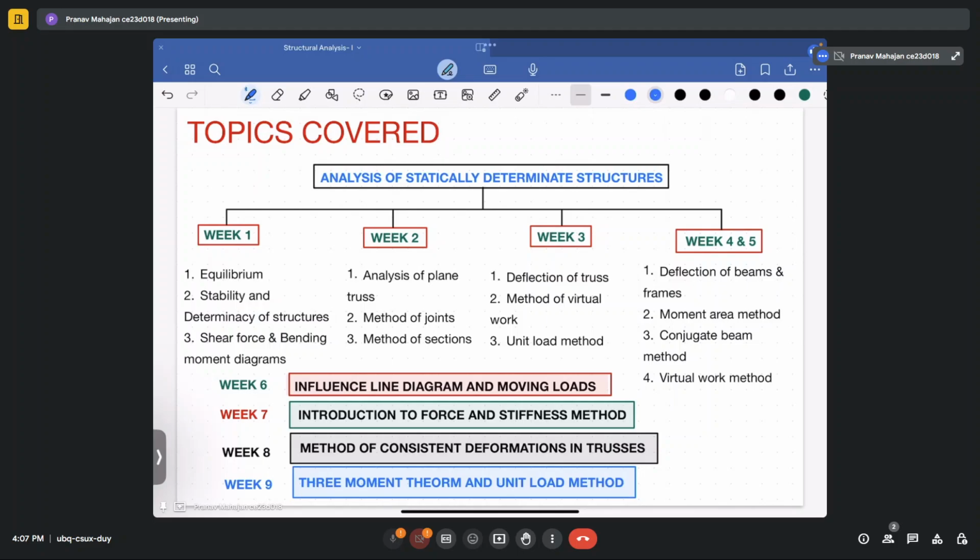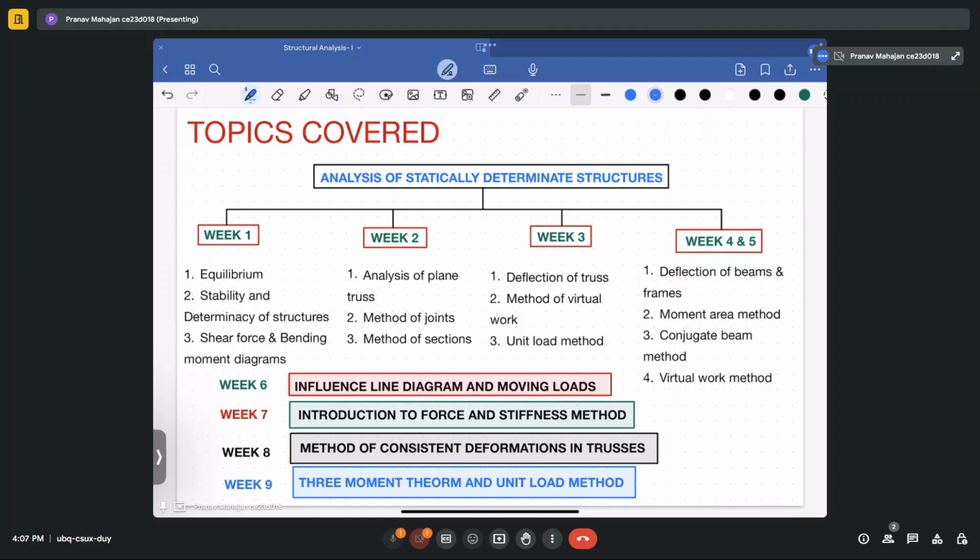Then in the last week, we have seen the utilization of the three moment theorem in continuous beams. So in a continuous beam, if you have a large number of spans in the structure, you can utilize the concept of the three moment theorem to determine the moments at different points of the continuous section.